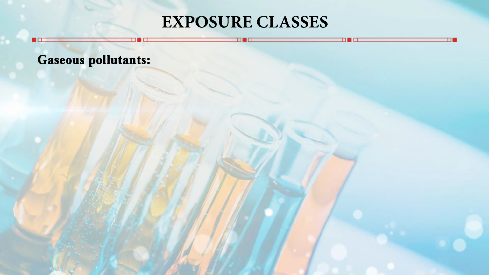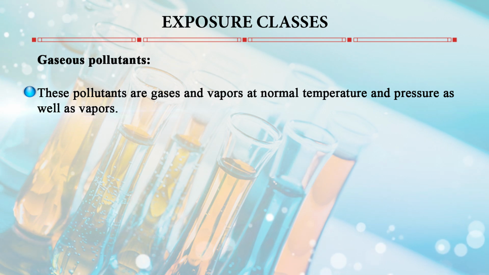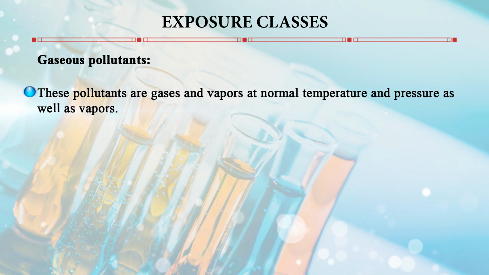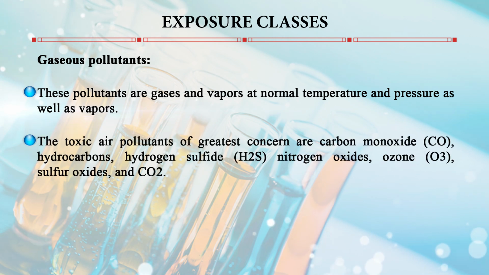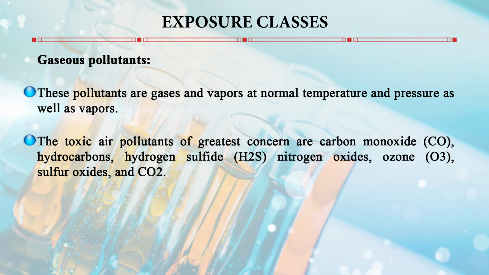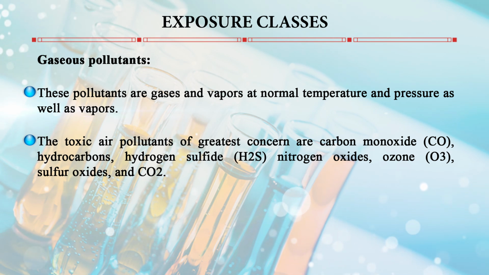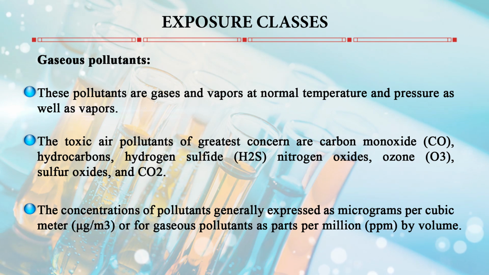So some of the exposure classes we can discuss briefly here. That is gaseous pollutants. That means these pollutants are gases and vapors, also sometimes at normal temperature and pressure. The toxic air pollutants of greatest concern are carbon monoxide, hydrocarbons, hydrogen sulfide, nitrogen oxides, ozone, sulfur oxides and carbon dioxide. The concentrations of these gaseous pollutants are normally expressed as micrograms per cubic meter, or for the gaseous pollutants as parts per million.